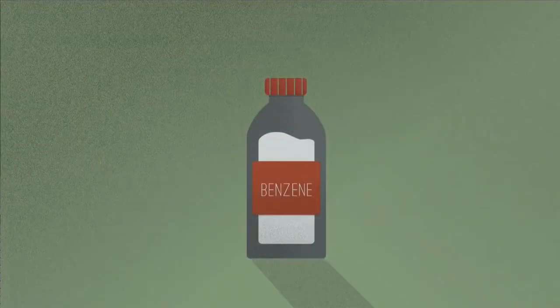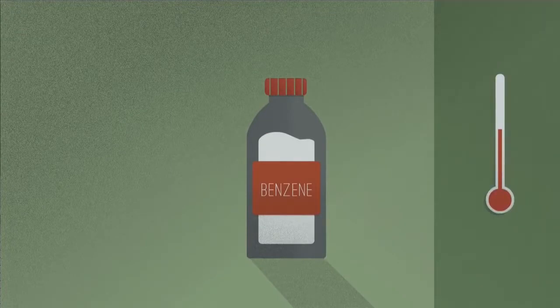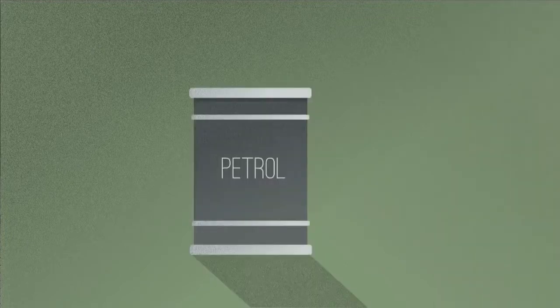Benzene is a colourless liquid at room temperature. Its boiling point is 80 degrees Celsius. It's found naturally in crude oil and in fact smells a little like petrol.